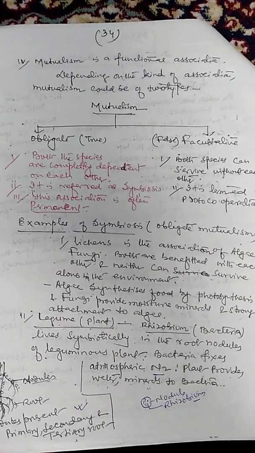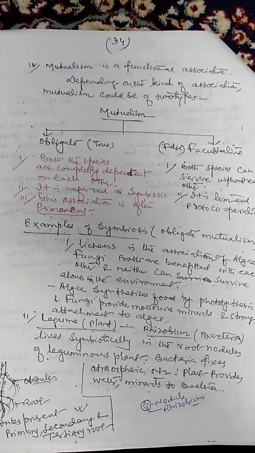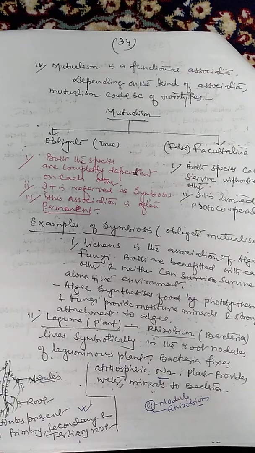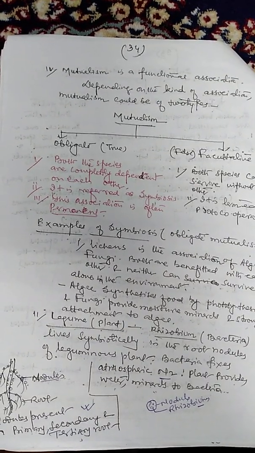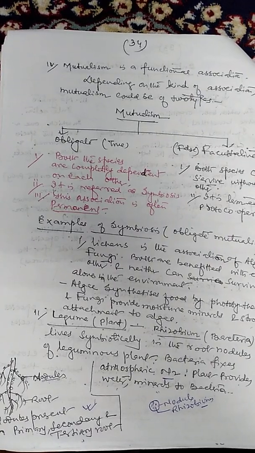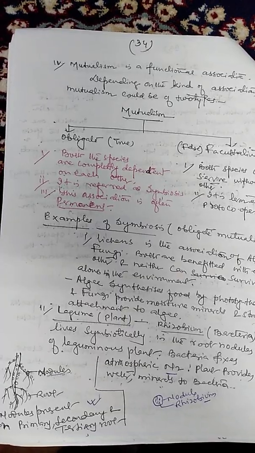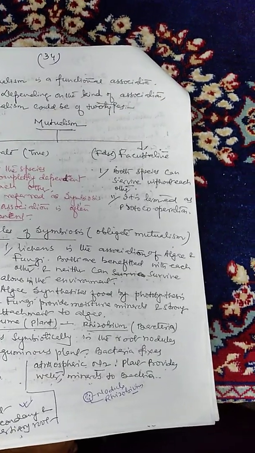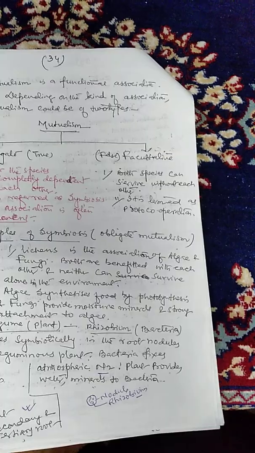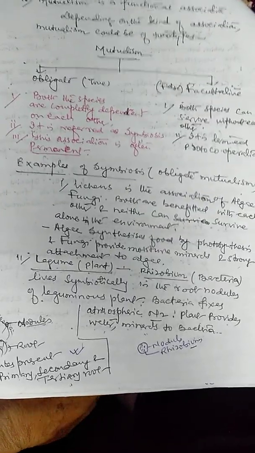Obligate means true. Facultative means false. In obligate, both the species are completely dependent on each other. It is referred to as symbiosis, and this association is permanent. Facultative means both the species can survive without each other, and it is termed as proto-cooperation. There are examples of symbiosis.